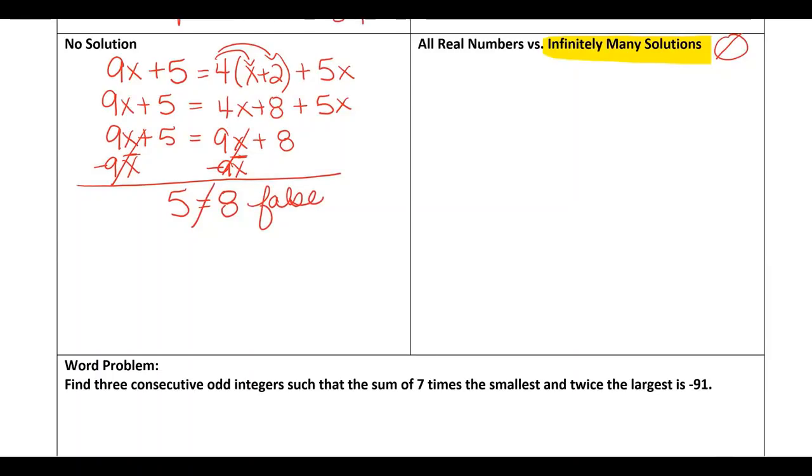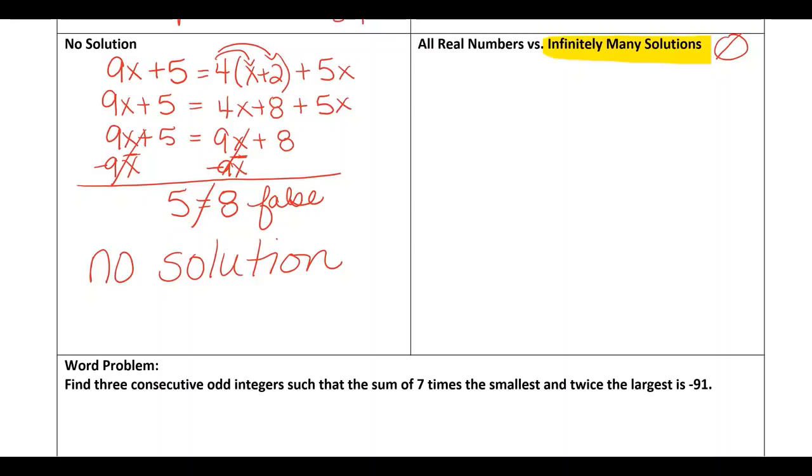That cannot happen. So that means there is not a number anywhere on the number line, fraction, decimal, whole number. There is simply nothing that will work. So this is truly a no solution.